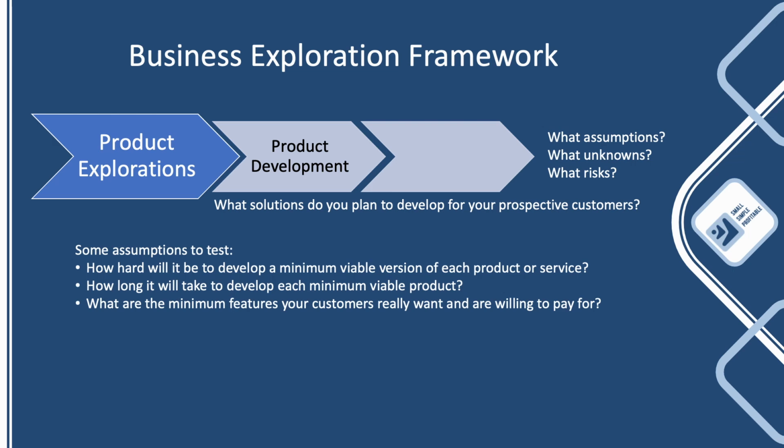Some assumptions to test include: how hard will it be to develop a minimum viable version of each product or service? How long will it take to develop each minimum viable product? What are the minimum features your customers really want and are willing to pay for? Think through the most important assumptions for your specific product development plans. You can test those assumptions by running some experiments to find out whether your assumptions are accurate. Your goal should be to test your biggest assumptions until you can turn them into reasonable estimates or you can confirm what you suspected.